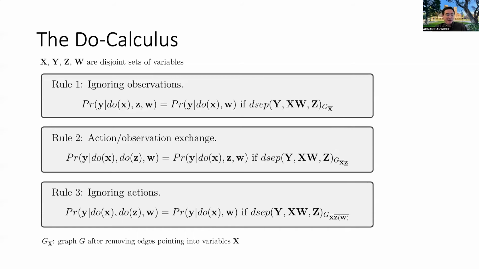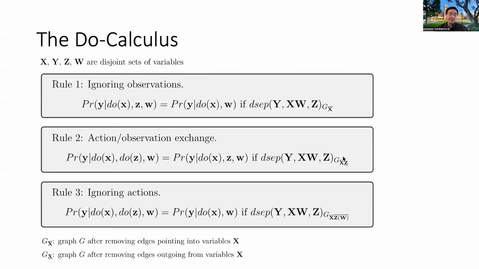Let's explain what this is. This is the graph G after removing edges pointing to X, so X overline. Take G, remove every edge that points into the variables X, and that's your graph. When I'm checking d-separation, I want to check it in that kind of graph. Underline is graph G after removing edges outgoing from variables Z. So what is this one? You take G, you remove edges pointing into X, and you remove edges outgoing from Z. That would be this graph.